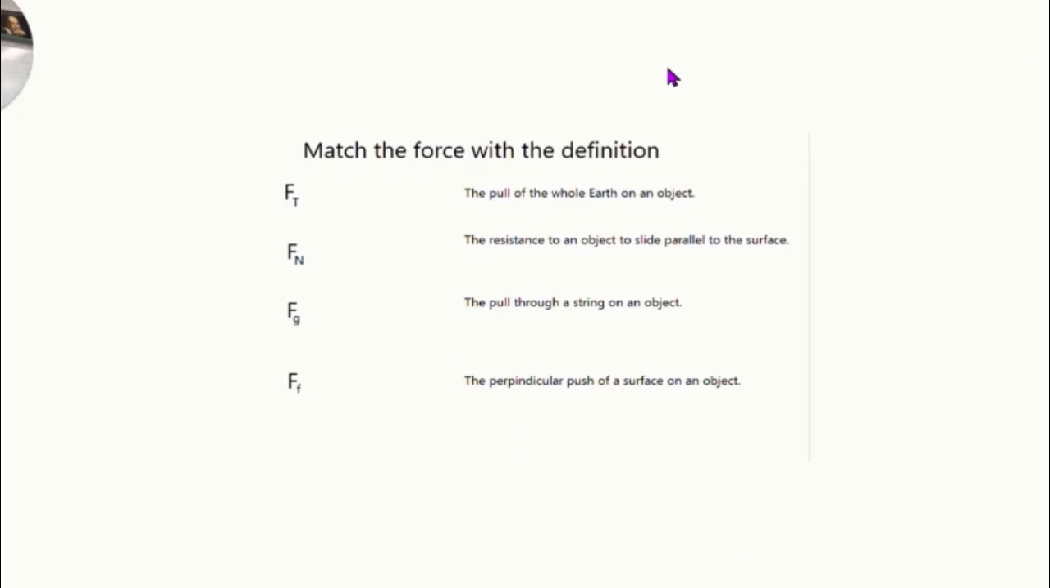Well, hopefully you got them right. Let's see what they are. The force of tension is a force pulling through a string on an object. The force normal is the perpendicular push of a surface on an object. The force of friction is the resistance of an object to slide parallel to the surface. And the force of gravity is the pull of the whole Earth on the object. All right.